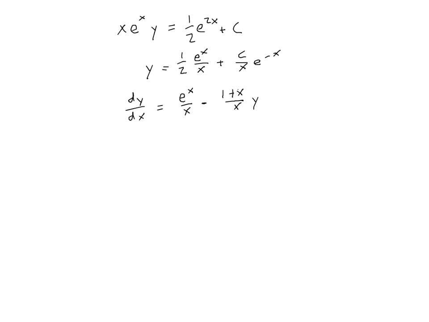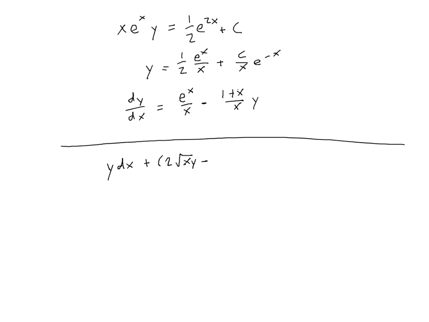All right. The next method I want to talk about, I call this the try method, and you'll see why. So let's suppose you have y dx plus 2 square root of xy minus x, dy, is equal to 0.